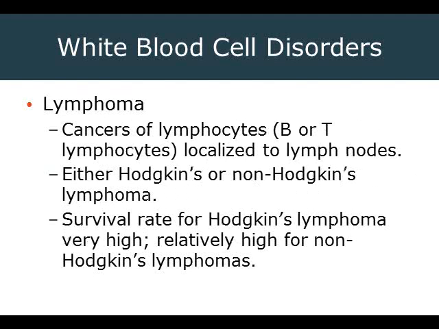We transition to lymphoma. Lymphomas are cancers of the lymphocytes. That can be either the B lymphocytes or the T lymphocytes that are localized in the various lymph nodes. Lymphomas can either be Hodgkin's or non-Hodgkin's versions. Hodgkin's lymphoma generally has a very high survival rate, and a relatively high one for non-Hodgkin's lymphoma. So, with treatment, and of course a lot of it depends on timing too, it needs to be found early. Found early, it's generally pretty darn treatable.